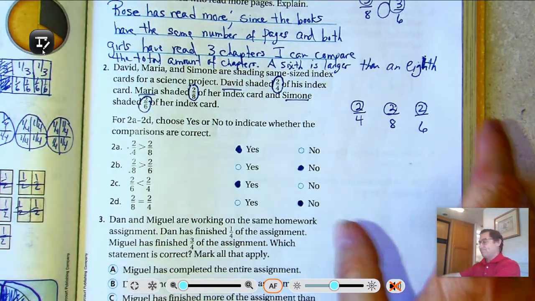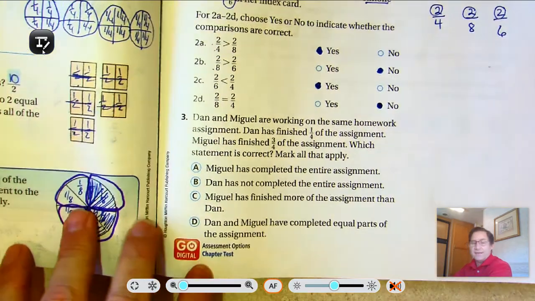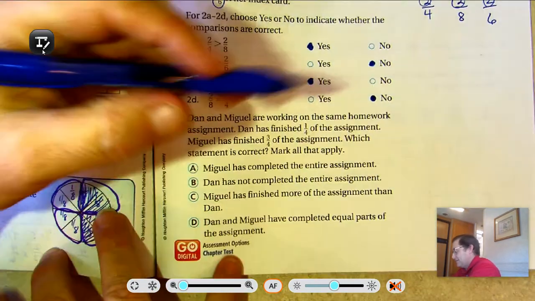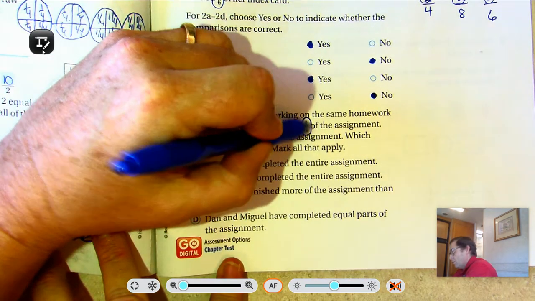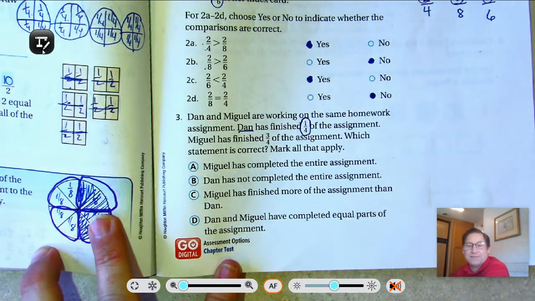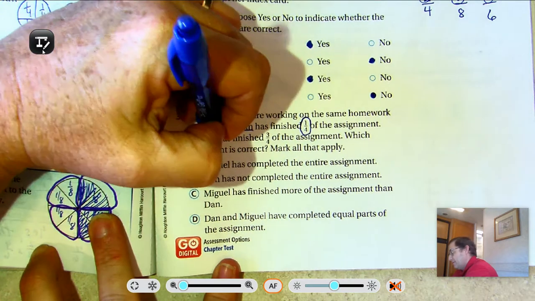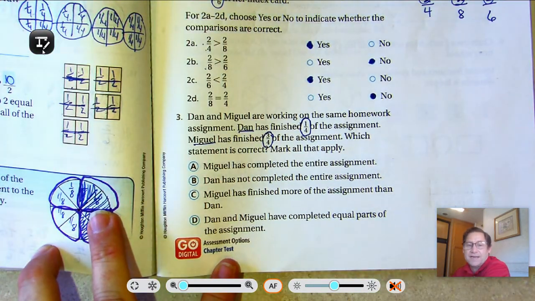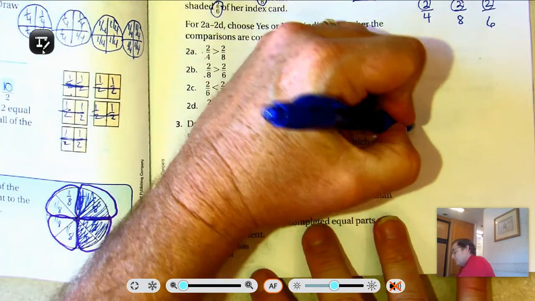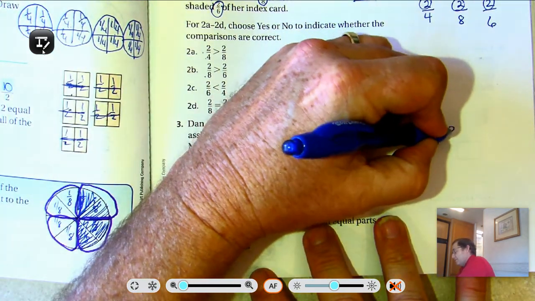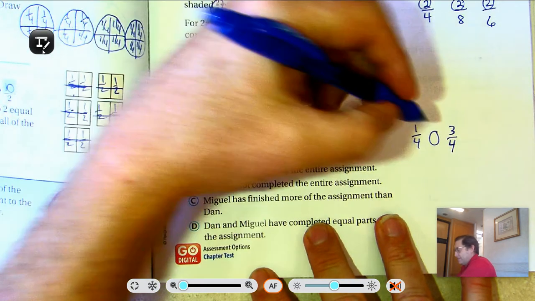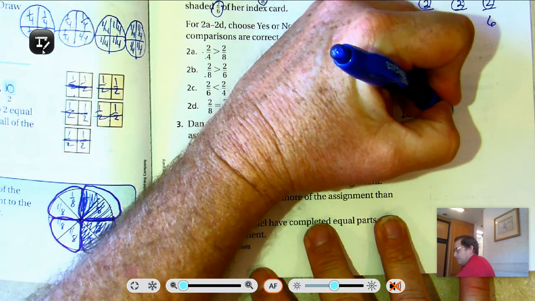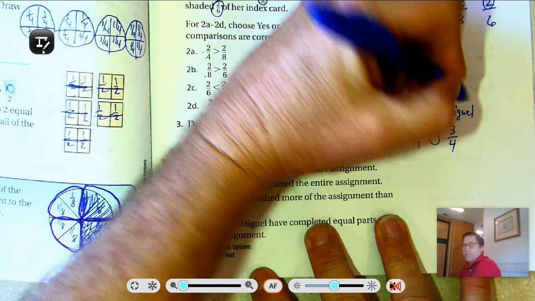All right, number 3. Dan and Miguel are working on the same homework assignment. Dan has finished 1/4 of the assignment. Miguel has finished 3/4 of the assignment. Which statement is correct? So we're comparing 1/4 and 3/4. Dan is 1/4 and Miguel is 3/4.